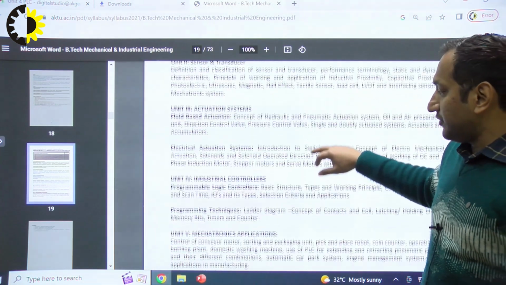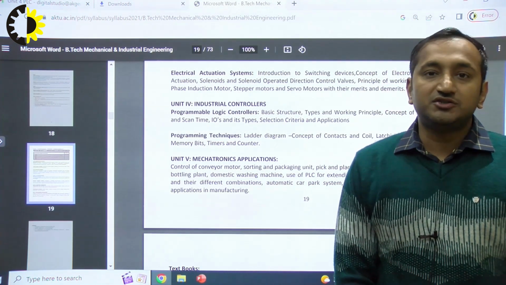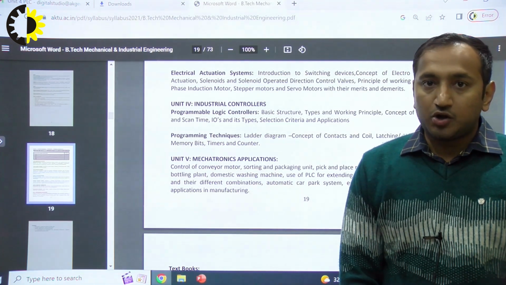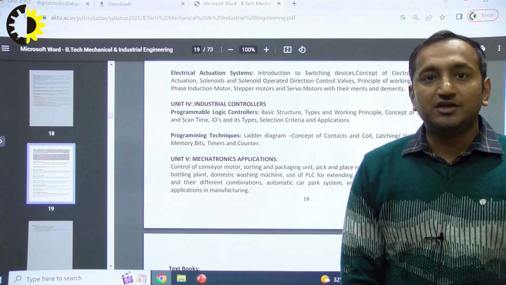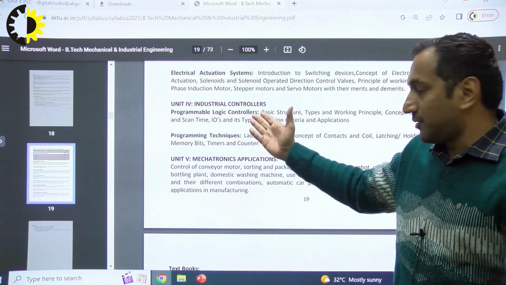And unit 4, which we will be covering today, deals with the industrial controller. Now PLC is a type of industrial controller. Its full form is programmable logic controller. Controller, as I just discussed, is nothing but the brain, which decides whether a specific task is to be completed or not. So today we will be discussing unit 4.